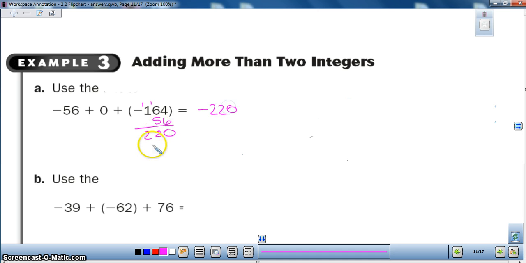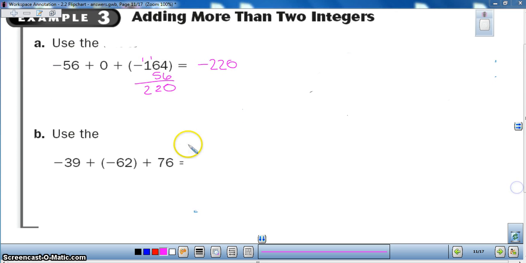Now, sometimes you can do that in your head. Sometimes you might use that addition model. When I look at this problem, I might be thinking in my head, okay, I could add the two negative numbers together, but I think it's actually easier to add negative 62 and 76. Why? I'm subtracting them. So 76 minus 62 gives us 14. And it's going to be positive because 76 was larger and it was positive.